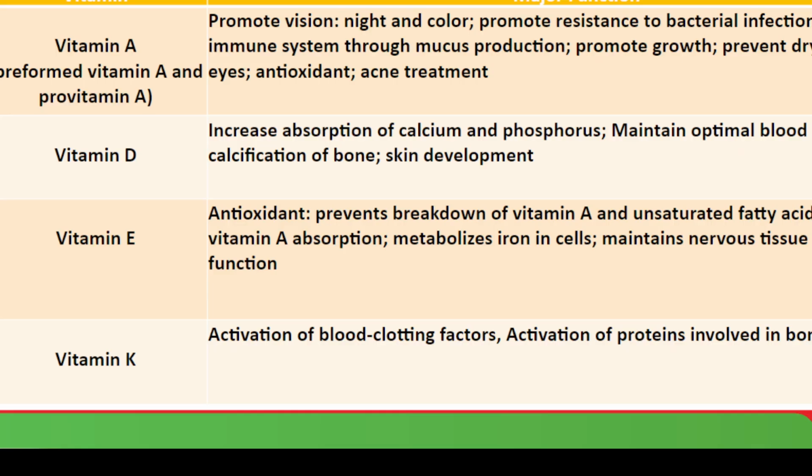Starting with the vitamins that are fat-soluble, we look at vitamin A. Its forms are preformed vitamin A and provitamin A. Its major functions are that it provides vision in the night and color vision, and promotes resistance to bacterial infections and the overall immune system through mucus production. There is also promotion of growth, prevention of drying of skin and eyes, antioxidant action and itching treatment. So this vitamin is very crucial for all those functions.